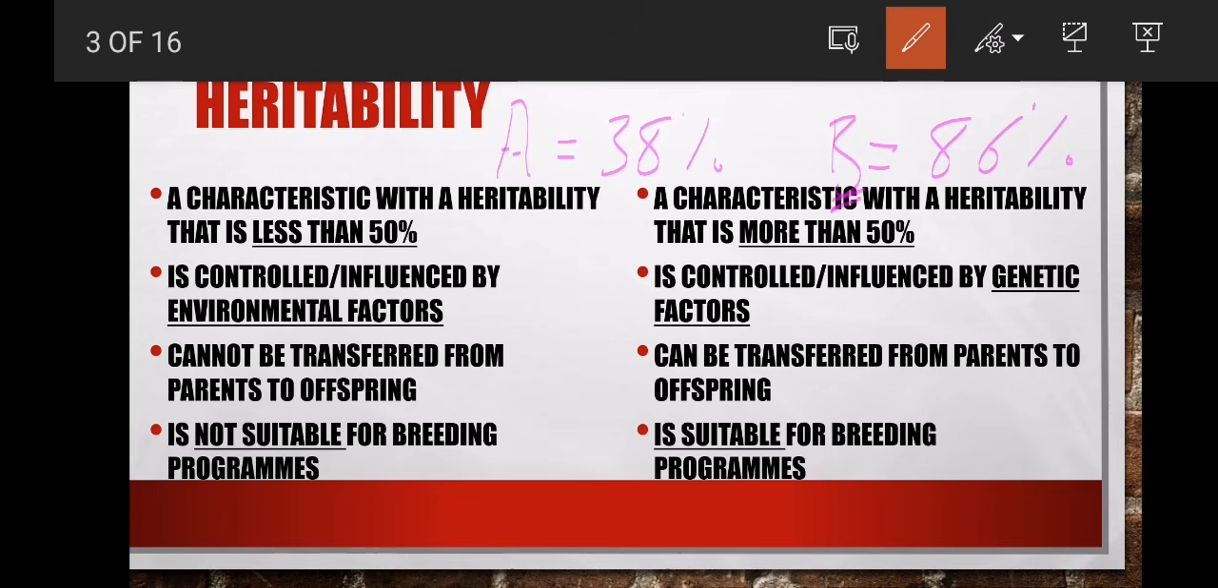Then the next question says, provide a reason. You have 2 marks there. Maybe they will not tell you that it is 2 reasons. They will just say provide a reason, but mostly it's 2 marks. Reason number 1, you say, this characteristic has a heritability of more than 50%. You get your mark. 2, you say, it is mostly influenced or controlled by genetic factors. You can add and say it can be transferred. So once you understand it in this manner, we will be able to move on and look at the other questions. This is what I want you to note when it comes to heritability.